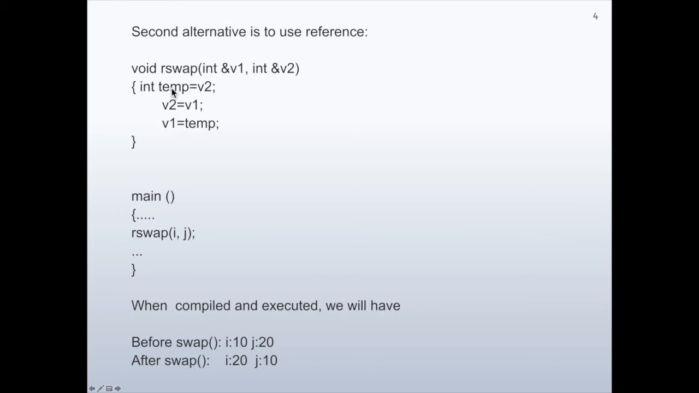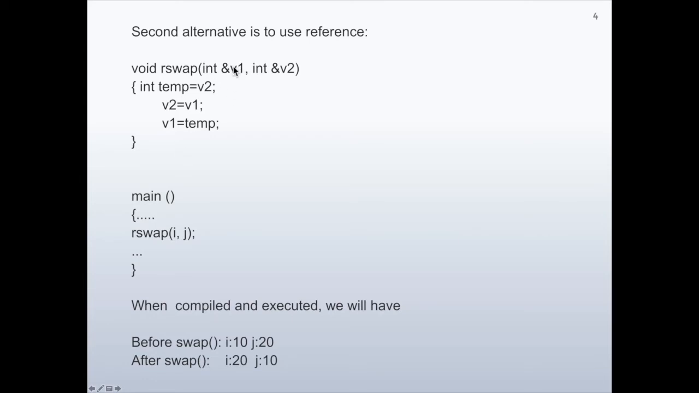There is a declaration for temp. It is initialized by v2. v2 is assigned value v1. v1 is assigned value temp. In the main part, we have a call to rswap. i and j are the parameters. Notice that i is corresponding to the first parameter here.